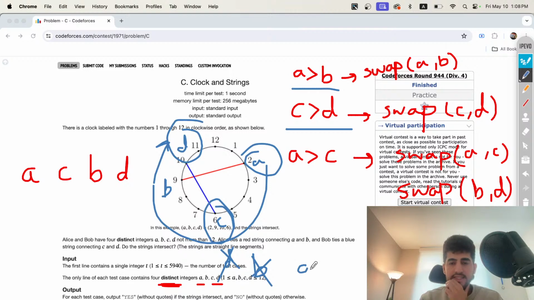So we have A, and then we should have C. And then we cannot have D as well, because if we have D again, we have two strings like this, and they wouldn't intersect again. So the next one should be B, and the next one should be D.